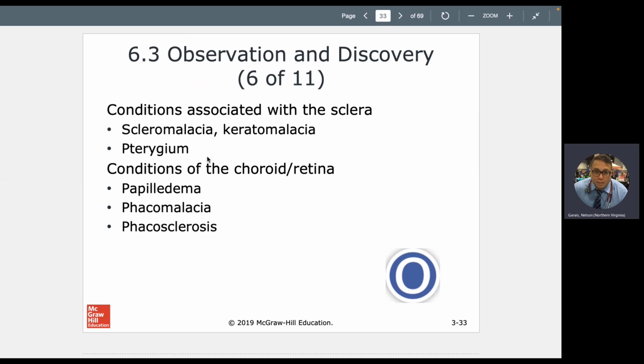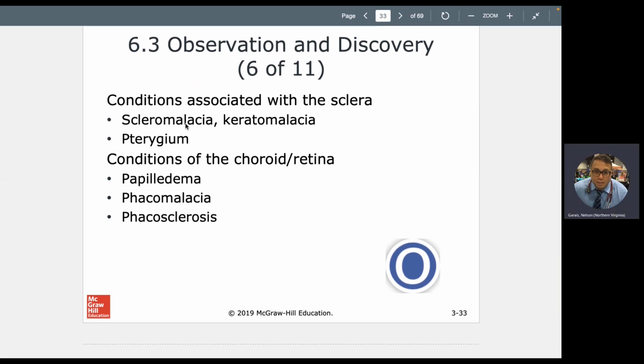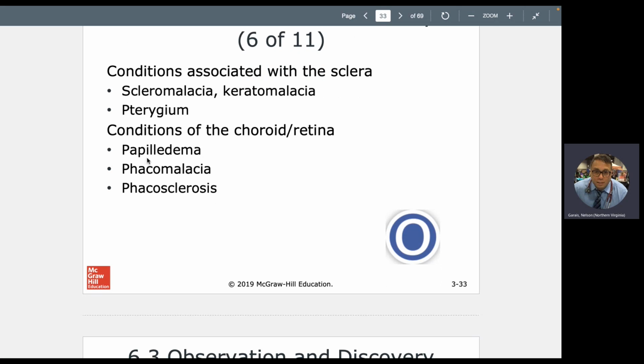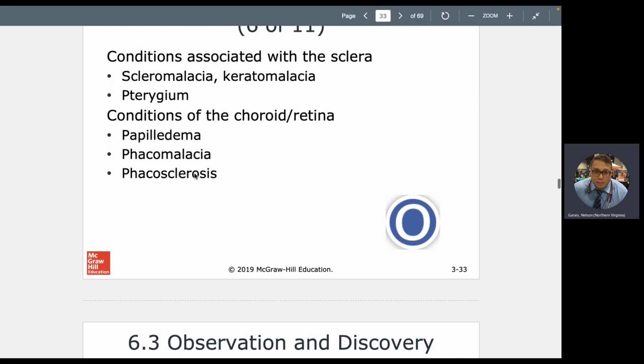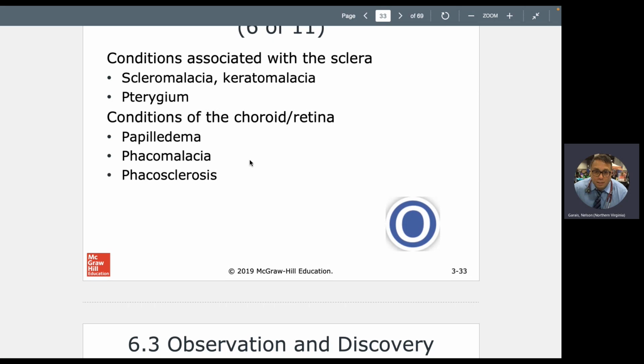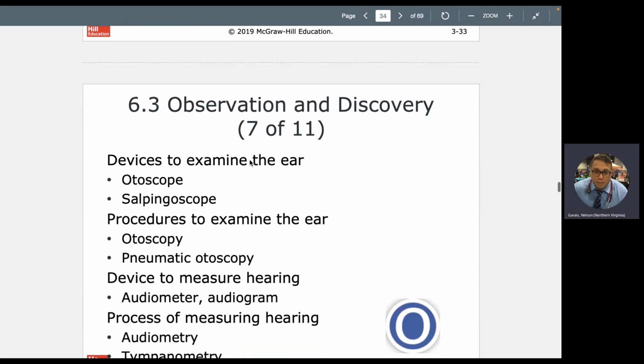Malacia, softening, right? The sclera and the corneal parts of your eye should be hard. If they start softening up, that's bad. Pterygium, you don't need to know what that is. You don't need to know these, choroid, retina. Again, I'd have to explain what your choroid is, and I don't want to do that.